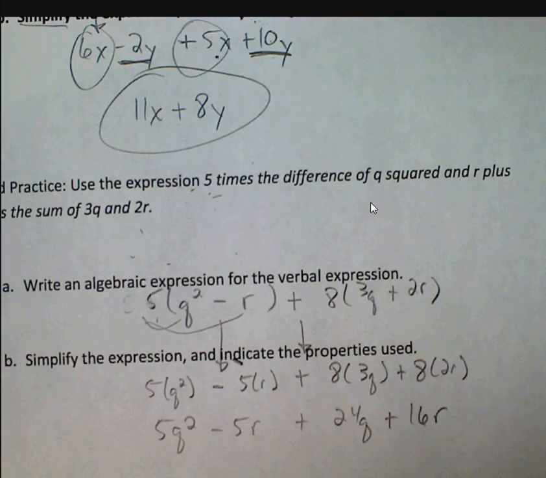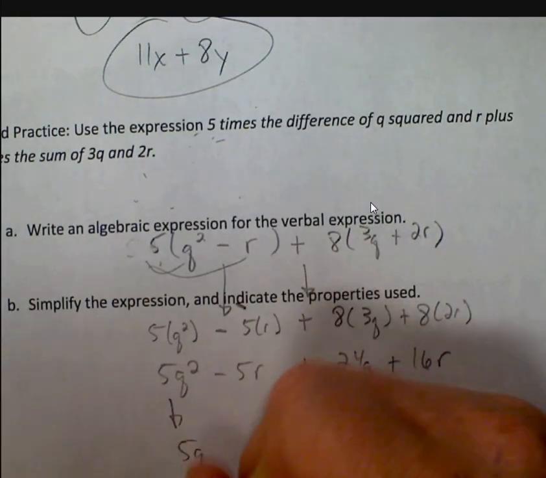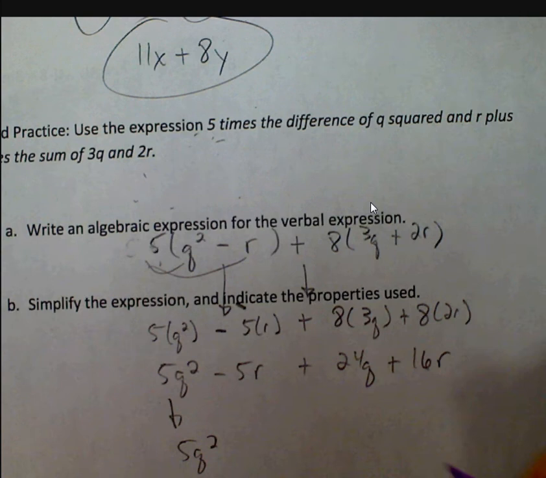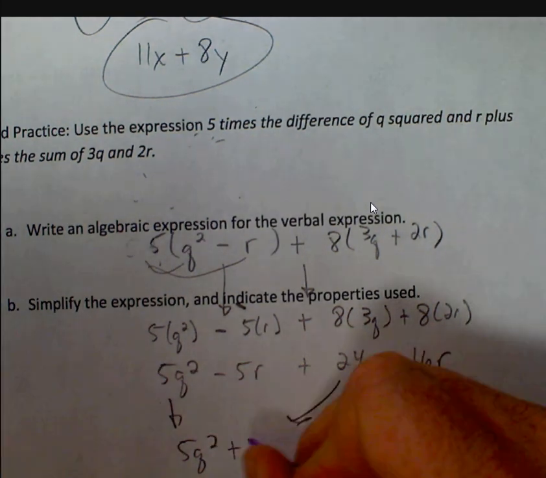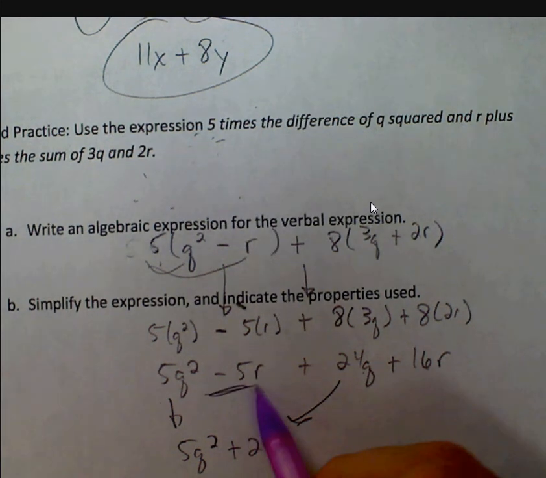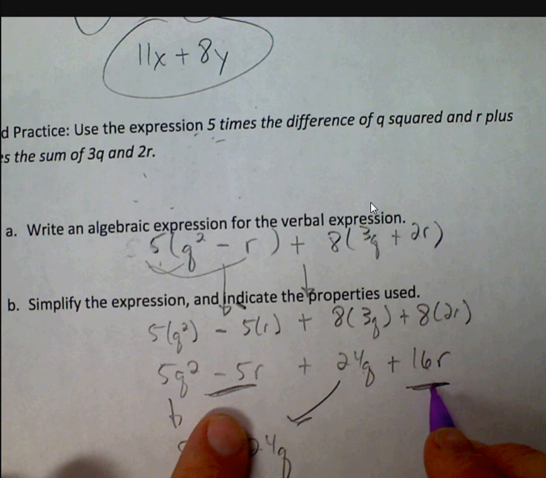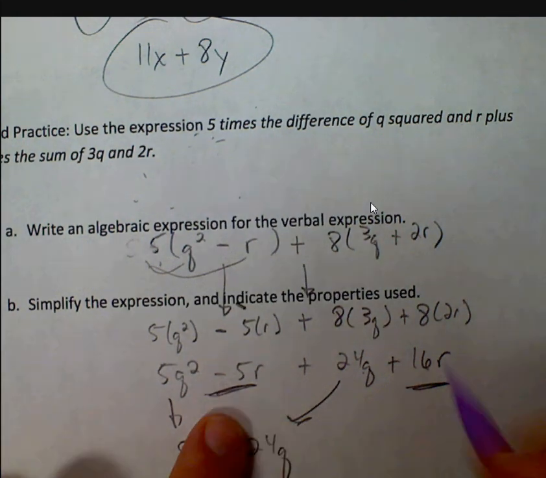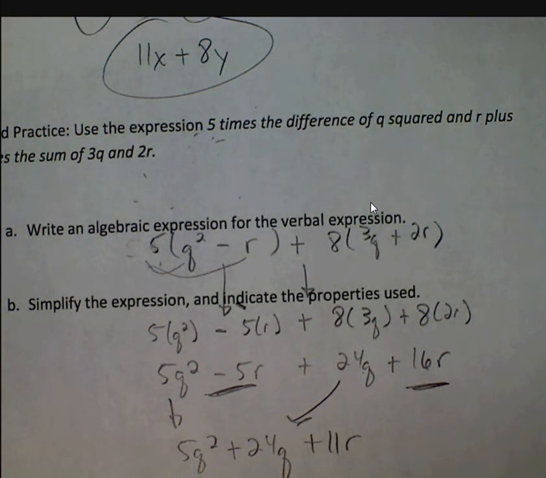Now I'm looking for like terms. 5q squared does not have a like term. 24q does not have a like term. Negative 5r plus 16r. Debt 5 plus 16. 16 is larger, but I need to subtract. 16 minus 5 is 11. And I'm out of debt because the 16 was larger. So I'm not in debt. I'm out of debt. That is our final answer. And we are done.